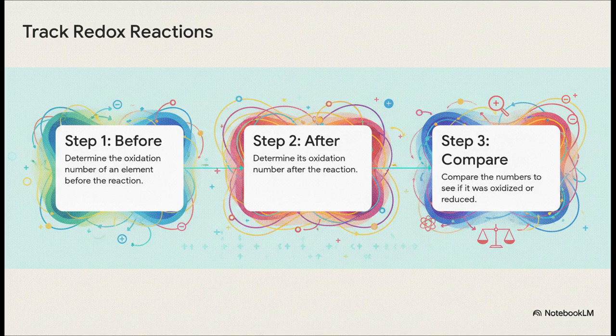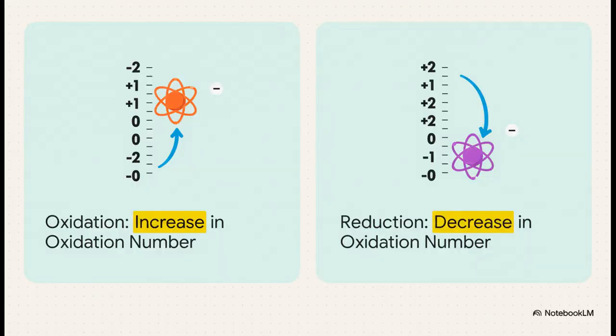And using it is super easy. It's just 3 steps. First, you figure out the oxidation number for an element before the reaction starts. Second, you figure it out again for that same element after the reaction is over. And finally, you just compare the two numbers. That's it. The change tells you the whole story. So, think about it. If an atom's oxidation number goes up, gets more positive, what does that mean? It means it must have lost some negative things, which are the electrons. So that's oxidation. And if its number goes down, gets more negative, it must have gained some negative electrons, and that's reduction. It's a perfect way to follow the dance.